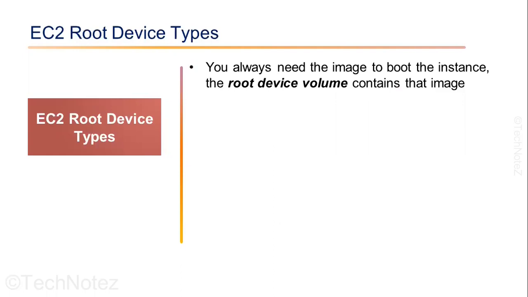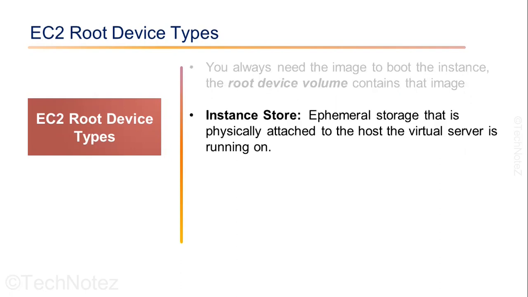The two main types of root device for EC2 instances are instance store. This is a storage that is physically attached to the host computer that an instance is running on. These EC2 instances have their root device stored on the instance itself, which provides faster input output performance. However, data stored on an instance store is not persistent and will be lost when the instance is terminated.